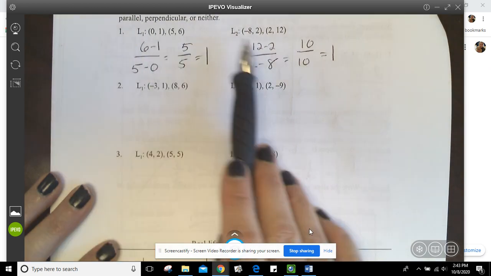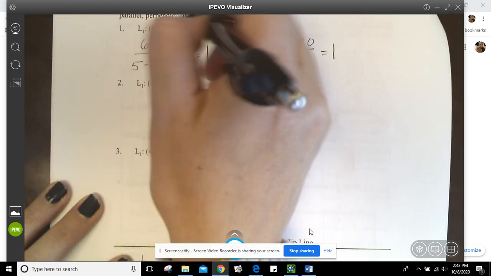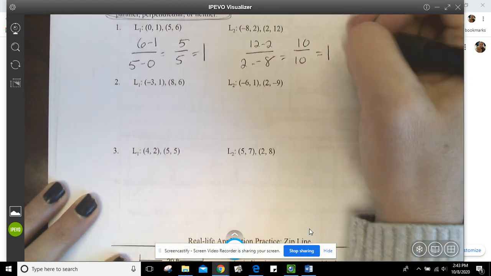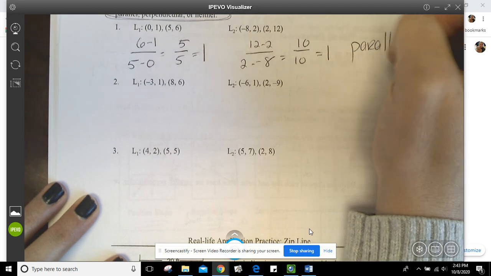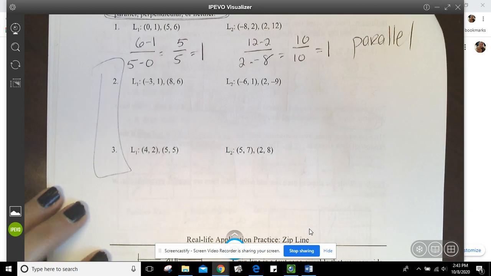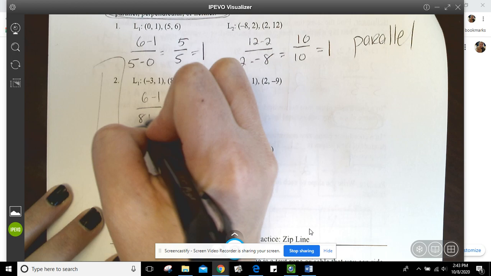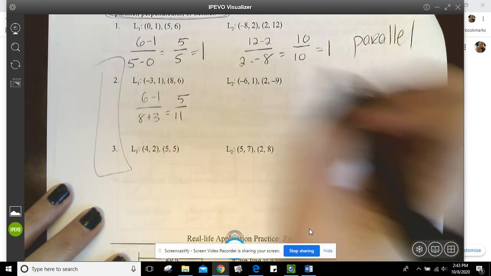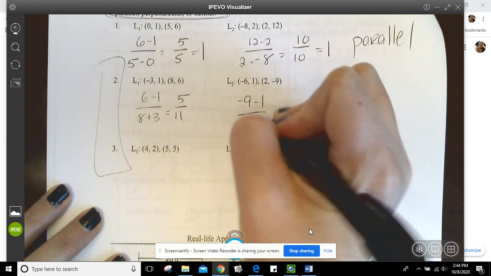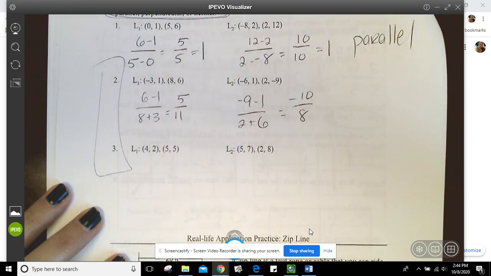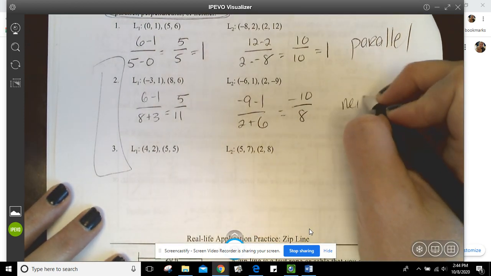Once you find the slope of line 1 and line 2, say whether it's parallel, perpendicular, or neither. So for number 1 here, I got 1 and 1. So these ones would be parallel. So go ahead and try 2 and 3. So for 2, I got two completely different slopes. So these would just be neither.